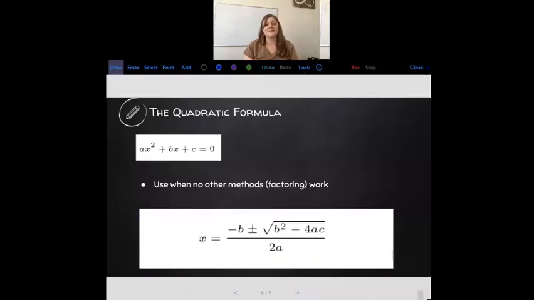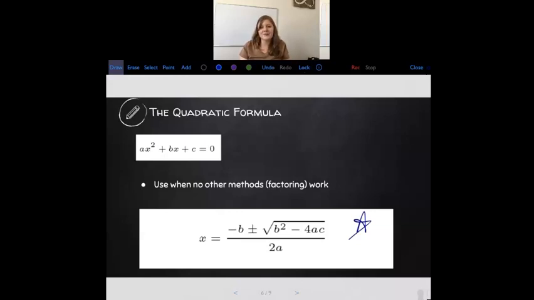Using the quadratic formula, so again, ax squared plus bx plus c equals 0. You use the quadratic formula when no other methods of factoring work, okay? Or no other methods such as factoring or the square root property work, and the quadratic formula is in a box here. You do need to have this memorized. A, B, and C come from the standard form of the quadratic equation, ax squared plus bx plus c.